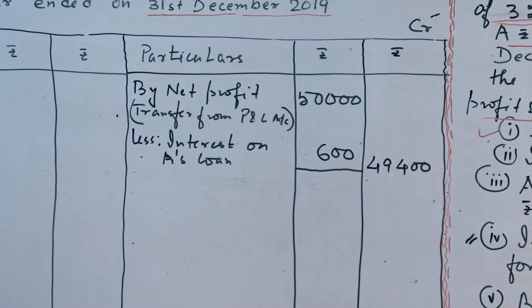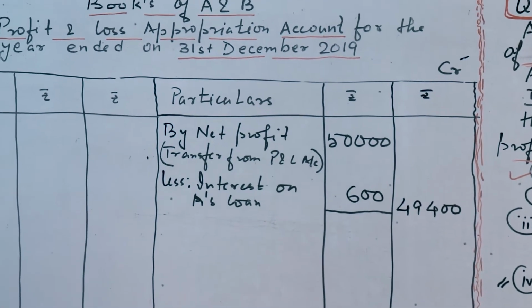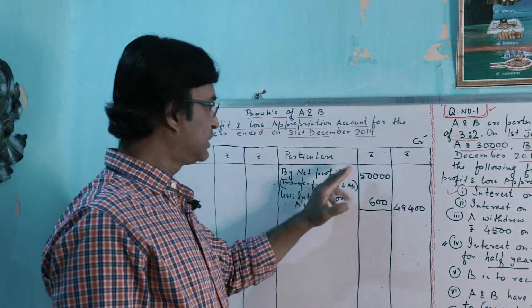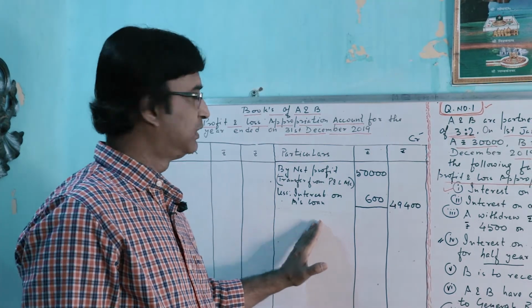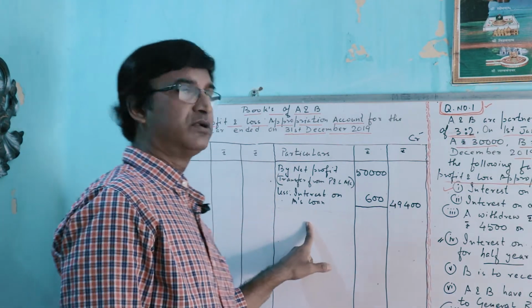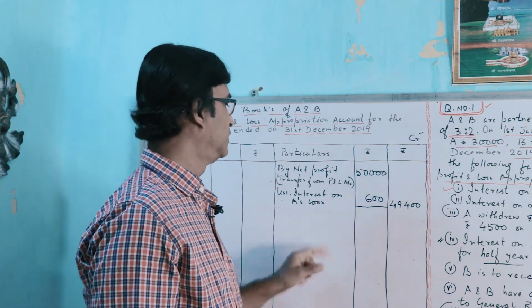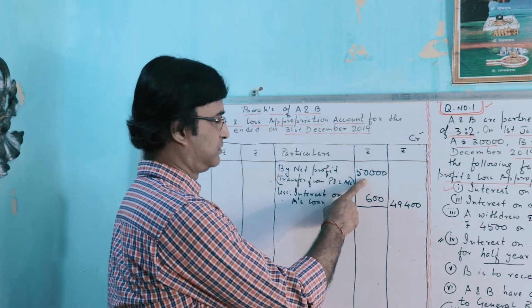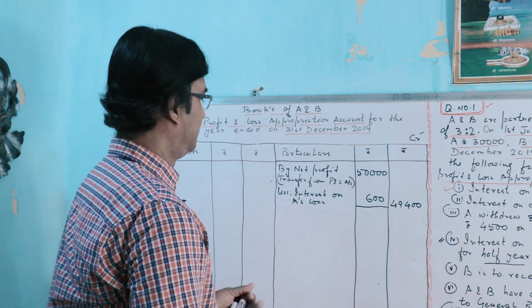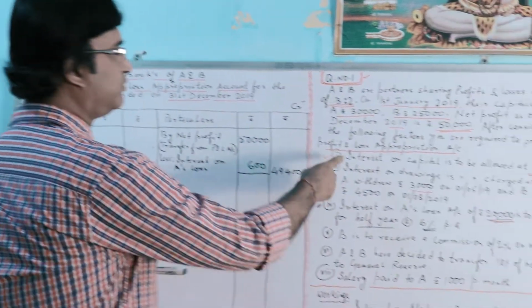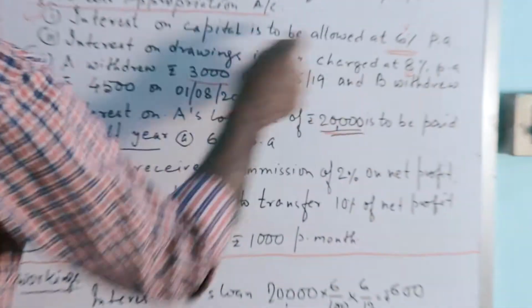Interest on partner's loan, and if any rent is paid to the partner, it is deducted from net profit. I am repeating again, interest on partner's loan and rent paid to partners is deducted from profit and loss account, from net profit. Okay. Right? Now, I will calculate the interest on capital.